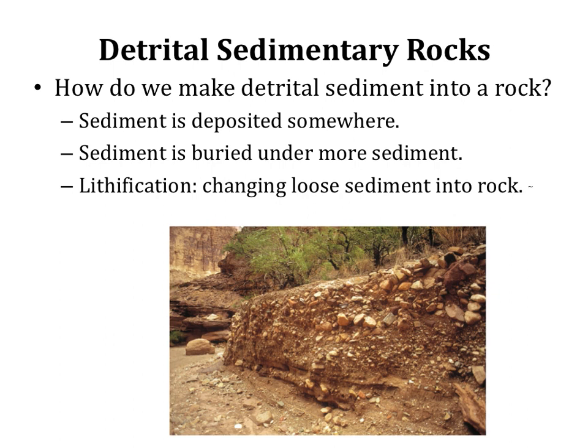So to make detrital sediment into a rock, we have to have that sediment deposited somewhere. So it's transported by wind or water, and then it's deposited somewhere. And then in general, it's buried under more sediment, and that compacts it down. So the process of lithification is what we call it when we take a sediment and make a rock out of it. Right? So we're changing loose or unconsolidated sediment into a rock.